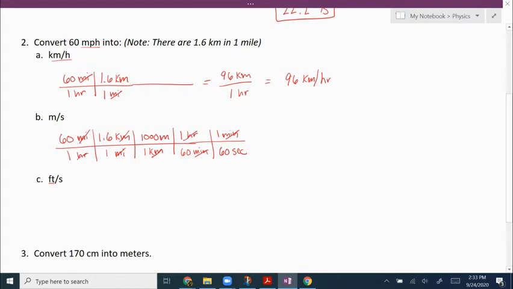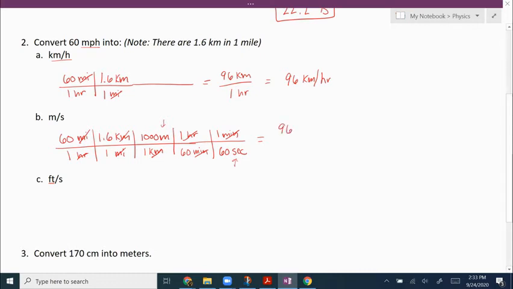Okay, so along the top, if we look at what units are left, I've got meters on the top and seconds on the bottom. So I'm in meters per second now. I just need to multiply everything along the top: 60 times 1.6 times 1,000. I'm going to get my calculator out for that.